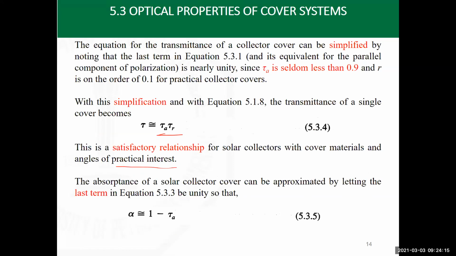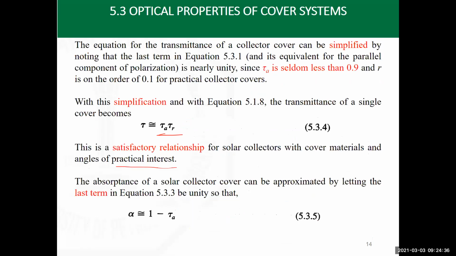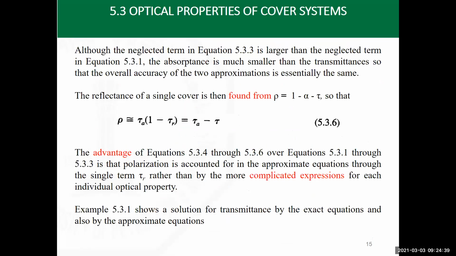The absorptance of a solar collector cover can be approximated by letting the last term of equation 5.33 again be unity. So the last term of this equation can also be considered equal to unity, as a completion of the simplification process, and then the value of alpha is basically 1 minus tau A. We will see an example where we can have a look at this part in further detail and apply it numerically.